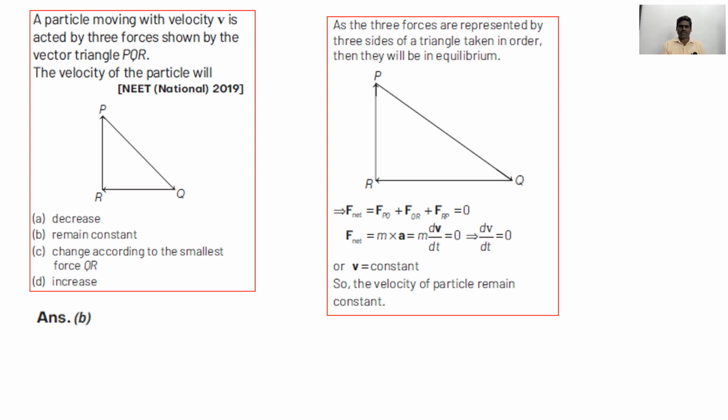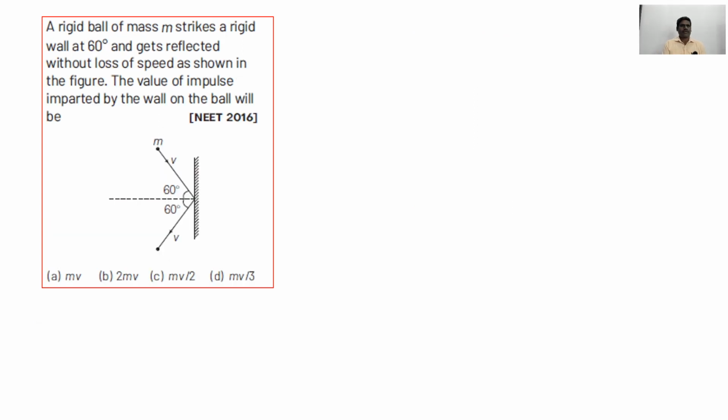So velocity of particle remains constant. A rigid ball of mass M strikes a rigid wall at 60 degrees and gets reflected without loss of speed as shown in the figure. The value of impulse imparted by the ball on the wall will be dash.